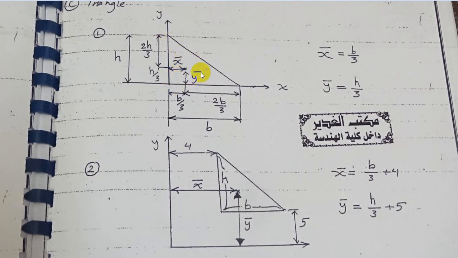So in this case, the triangle will be considered, and the calculation will be done for the x dash as well as the y dash in this very manner, as you can see in front of you.